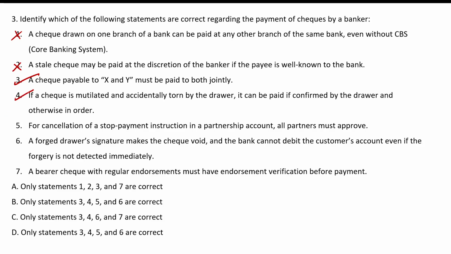For cancellation of stop payment instruction in a partnership account, all partners must approve. Yes, this statement is correct. A forged drawer signature makes the check void and the bank cannot debit the customer's account even if the forgery is not detected immediately. This statement is also correct.